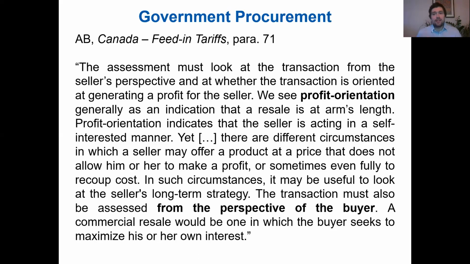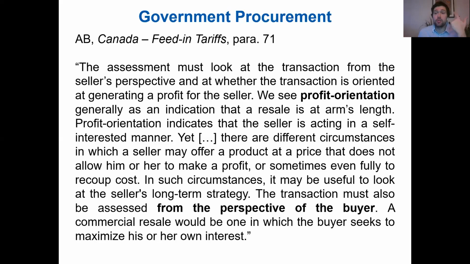However, they do not say that it is only and necessarily this profit that shall be generated. There can be different situations and different circumstances in which a seller may offer a product at a price that does not allow him or her to make a profit, or sometimes even fully recoup the costs. Yes, they're mindful of these situations, but this is not what our situation was. In such circumstances, it may be useful to look at the seller's long-term strategy, and maybe there is some reason why ultimately it will still be a commercial resale in the long run.